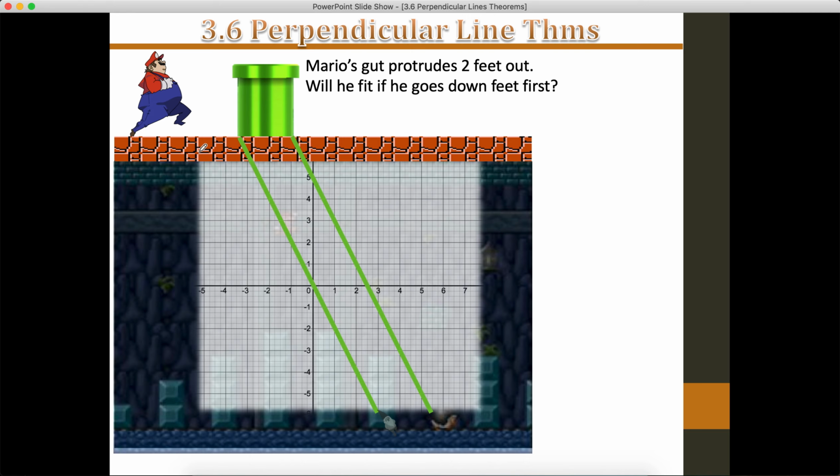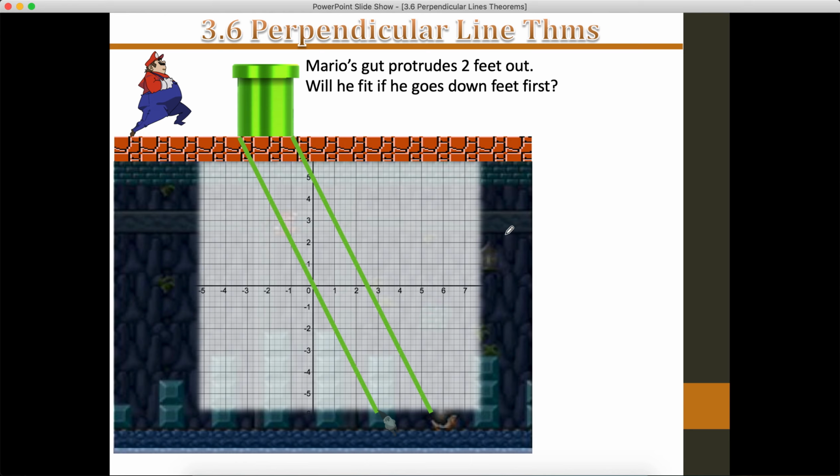Suppose I give you a problem like this. I've got big boy Mario here, whose gut protrudes 2 feet out. Will he fit if he goes down feet first in this pipe? So basically, I want to take this 2-foot wide boy, slide him down this pipe, and then wonder if he's going to get stuck anywhere. So we should ask ourselves, basically, how wide is this pipe?